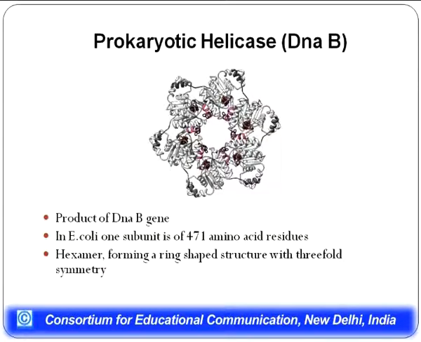The prokaryotic helicase is made up of six subunits. It is a product of the DnaB gene, which codes the DnaB protein, and 6 such proteins assemble together to form a hexameric ring shaped structure which has threefold symmetry. One subunit is of about 471 amino acid residues in prokaryotic helicase, and it is also termed as DnaB.